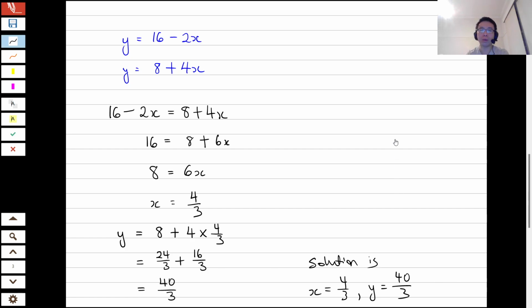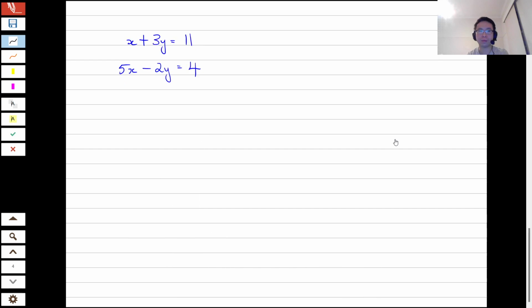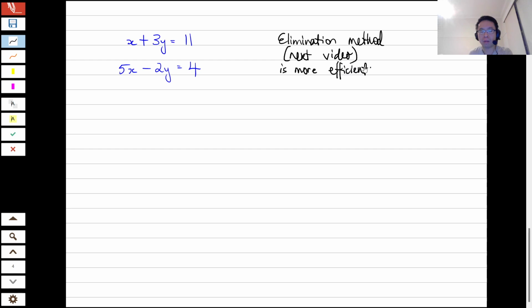All right, we're going to do one more example and then we'll leave it there for the substitution method. Now, I will start with a disclaimer that the elimination method is better. And we're going to do that in the next video. So I kind of want to motivate this by showing you that the substitution method requires a lot of work here. And if we can find a more efficient way of doing this, we should use it.